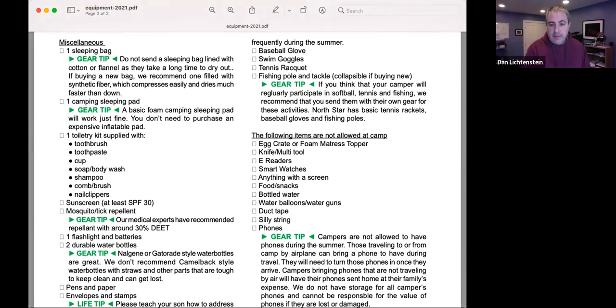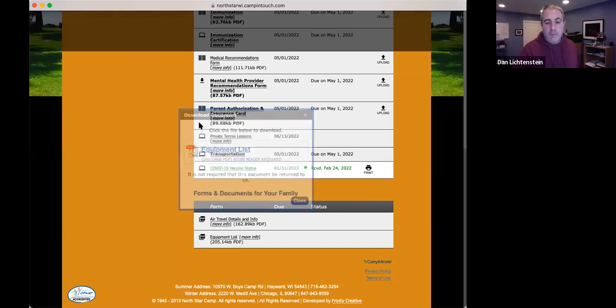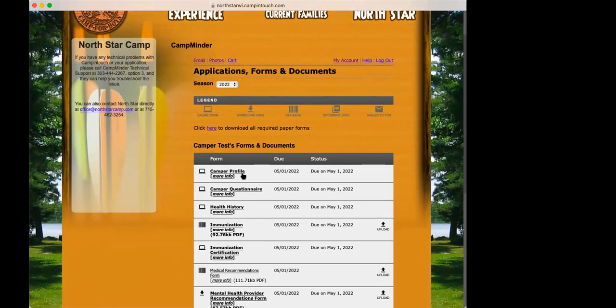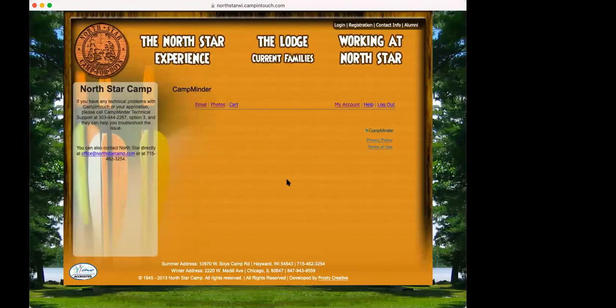Great, thanks, Dan. I'm going to walk us through just the 2 additional forms that we have left here through our Campintouch system. These are the forms that are at the top of your screen that you see right away. One is called the Camper Profile, and one is called the Camper Questionnaire.